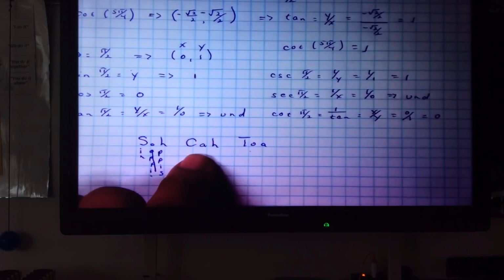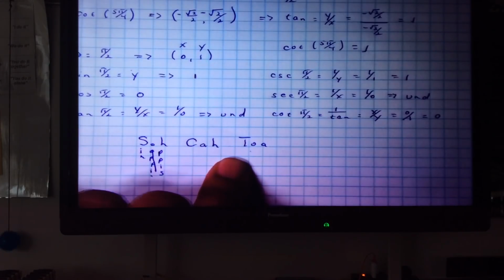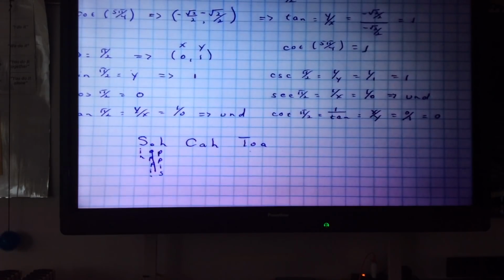Cosine is adjacent over hypotenuse. Okay, it says C. Yeah, C is for cosine. Cosine what? Adjacent over hypotenuse. T is tan. Opposite. And T is tan, opposite over adjacent.